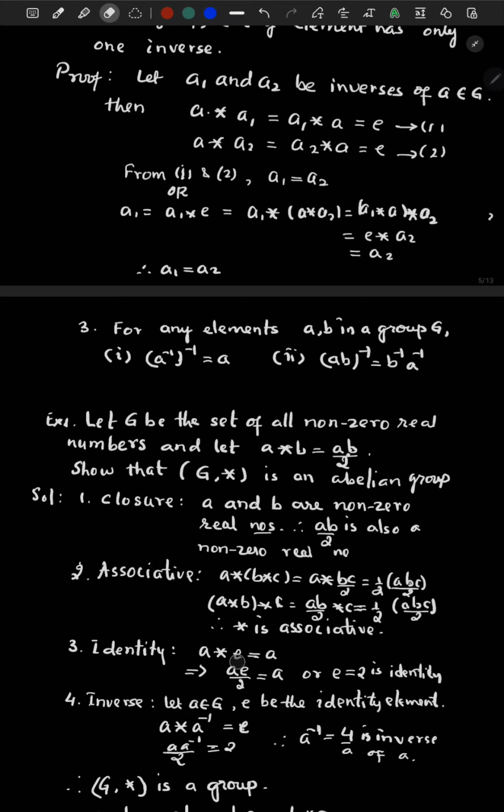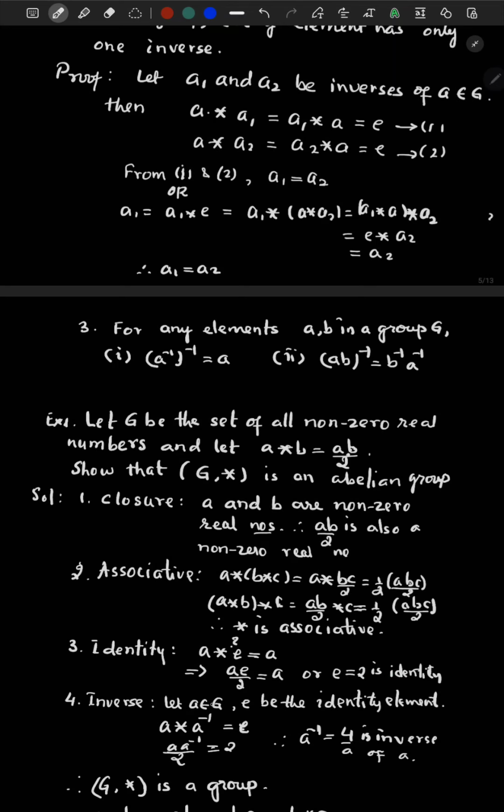Identity element: A star E must be equal to A. So what should this E be? E we have to find out. Now A star E, by definition, is A into E by 2. The right side is equal to A. Now if you cancel A, the right side remains 1. So E is equal to 2, which becomes the identity element.